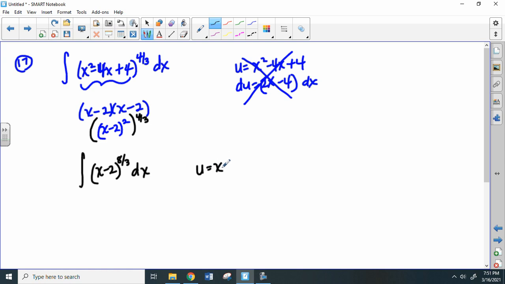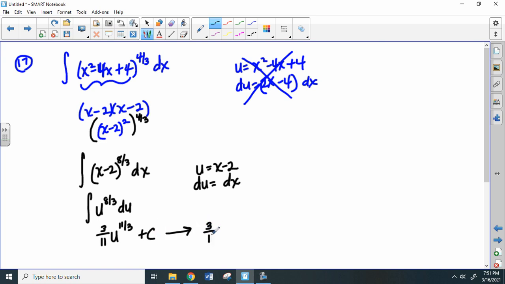So what if that is my u now? Then what would du be? 1 dx. Interesting. Well, that worked out really nice because that's what I have. And so what I am actually integrating is really just u to the 8/3 du. All right, and so that's where I add my power, divide by the new power, which means multiply by the reciprocal, and add c.